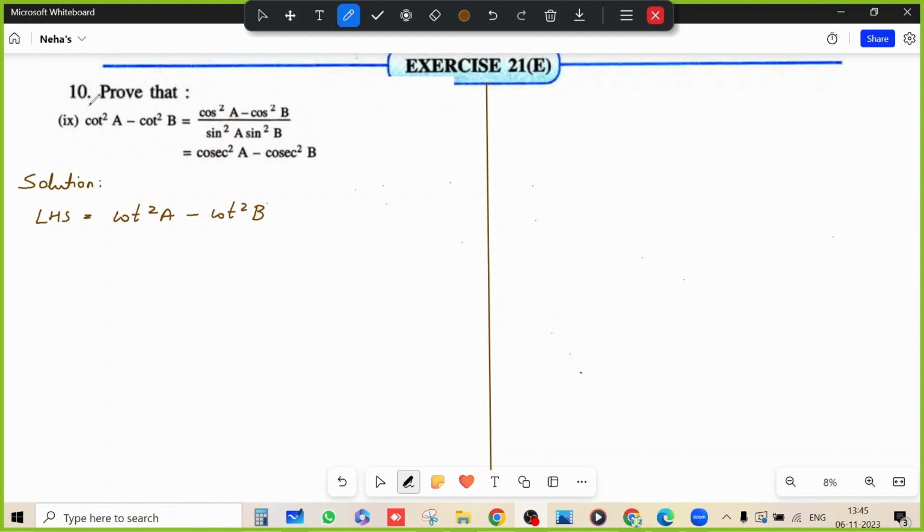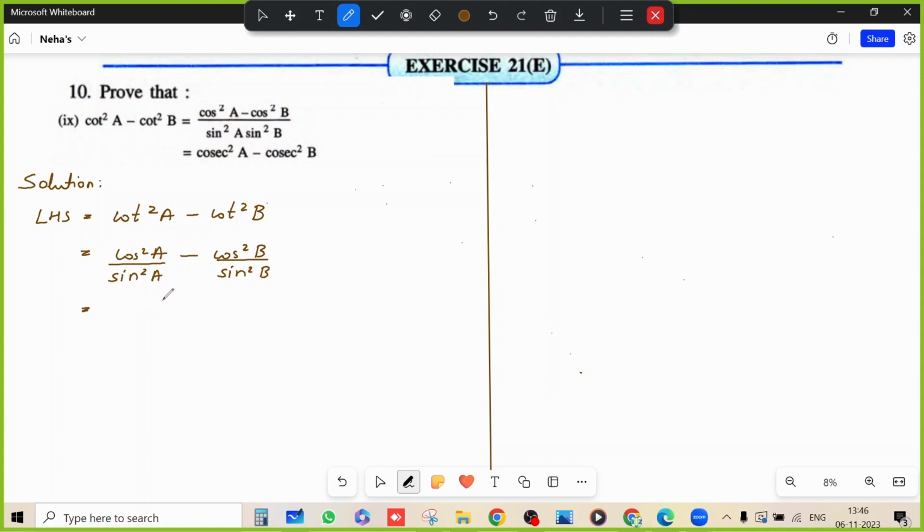In the next question, we have to first prove that cot square A minus cot square B is equal to cos square A minus cos square B divided by sin square A into sin square B. And then we have to prove this is equal to cosec square A minus cosec square B. So let's begin with the left hand side, which is given as cot square A minus cot square B. Now this can be written as cos square A divided by sin square A minus cos square B divided by sin square B. This is because cot A is equal to cos A by sin A, cot B will be equal to cos B by sin B.